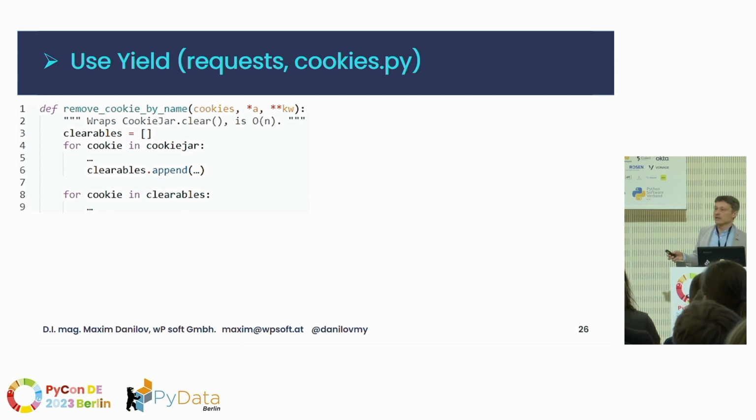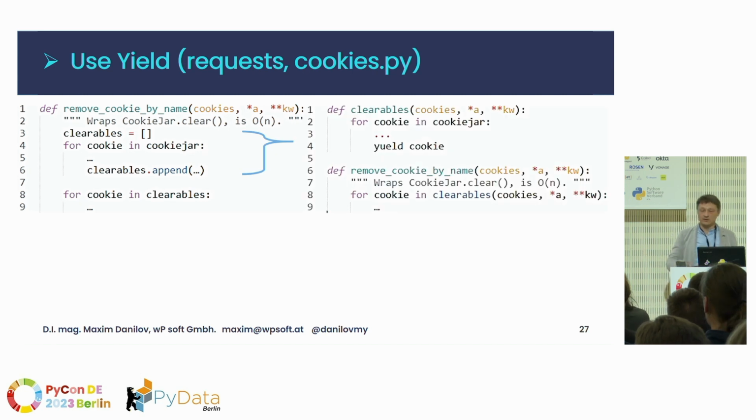For example, the requests library, cookies.py. We can call this function on every request. What do we do in this function? We create one list. After that, we add some elements to the list, and after that, we go through the newly created list. Of course, we can simply create a generator, which doesn't create a list but generates some values for us, and the result of this generator we can use in the next iteration.